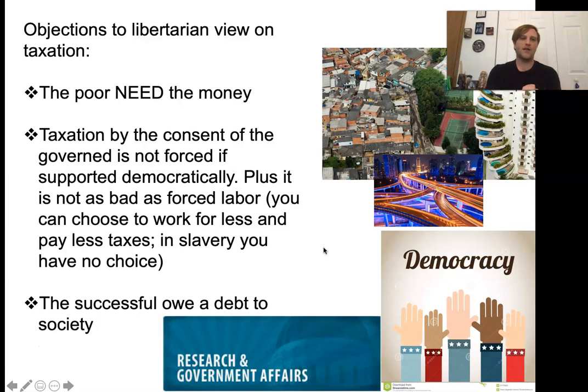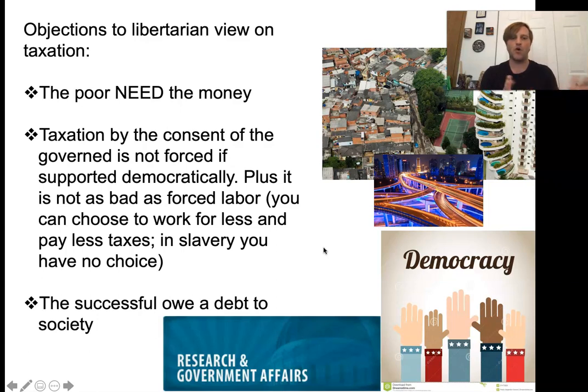So that's one argument. There's another argument that says taxation, if it's basically agreed to, if you have most people in society saying, we think that there should be higher taxes on the wealthy to pay for social programs, environmental programs, that sort of thing, then it's not necessarily coercion.